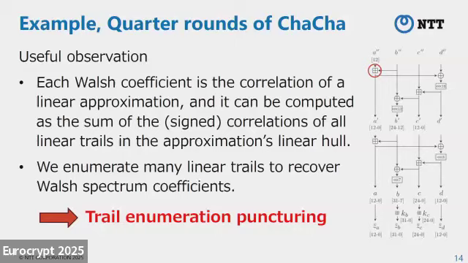But it's not so difficult, because we have useful observations. Each Walsh coefficient is the correlation of a linear approximation. And it can be computed as the sum of the signed correlations of all linear trails in the approximation's linear hull. So we just enumerate linear trails with very high correlation. By enumerating such trails, we finally get an approximate version of the punctured Walsh spectrum. We call this technique trail enumeration puncturing.